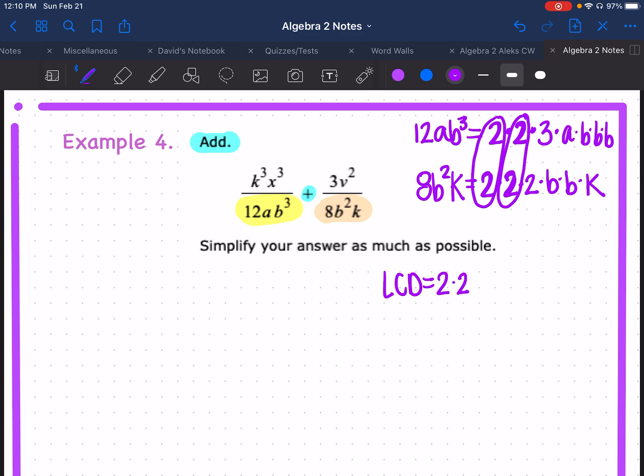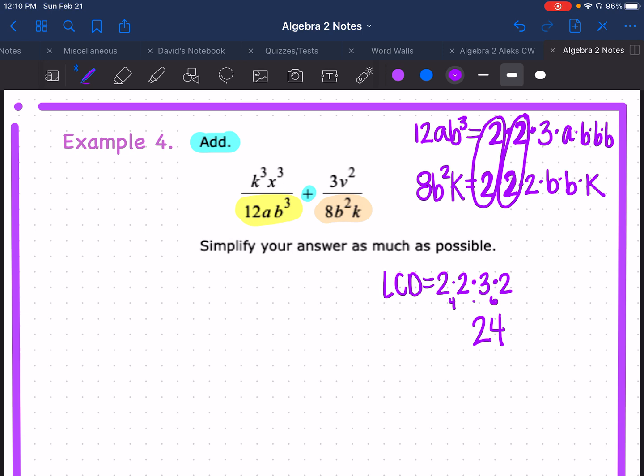What does the 12 still have? Well, the 12 still has a 3. And what does the 8 still have? Well, the 8 still has a 2. Okay, so 2 times 2 times 3 times 2, or I have 4 times 6, 24. There's the number that I have. But I can also think of it as 2 times 2 times 3 times 2, or 4 times 6.